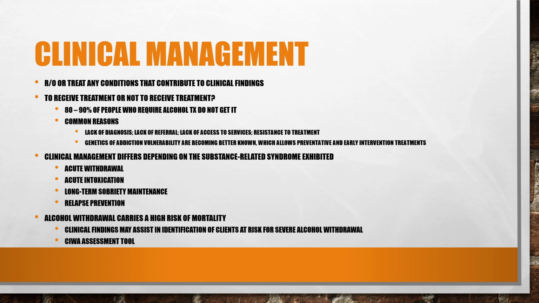Now, clinical management differs on substance-related syndromes. So, depending if it's acute withdrawal, acute intoxication, are we doing long-term sobriety maintenance, relapse prevention? How are we going about this goal or this objective? Alcohol withdrawal carries a high risk of mortality. Okay, so obviously, the earlier we can identify these patients, again, assessing, right? When was your last drink? Okay, putting them on CIWA, doing protocol. Hopefully, we can prevent deaths from these patients.